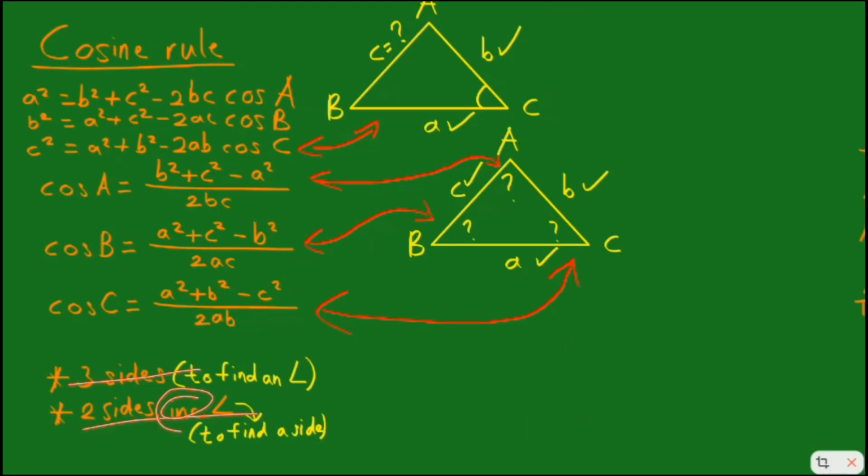Cosine rule. Now in order for you to use cosine rule, you must have 3 sides to find the missing angle, or you must have 2 sides and an included angle to find the missing side.